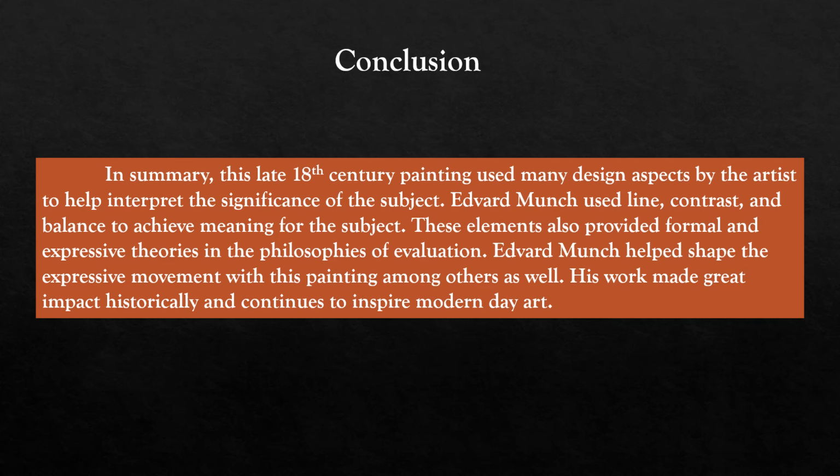In summary, this late 19th century painting used many design aspects by the artist to help interpret the significance of the subject. Edvard Munch used line, contrast, and balance to achieve meaning for this subject. The elements also provided formal and expressive theories and the philosophies of evaluation. Edvard Munch helped shape the Expressionist movement with this painting among others as well. His work made great impact historically and continues to inspire modern art today.